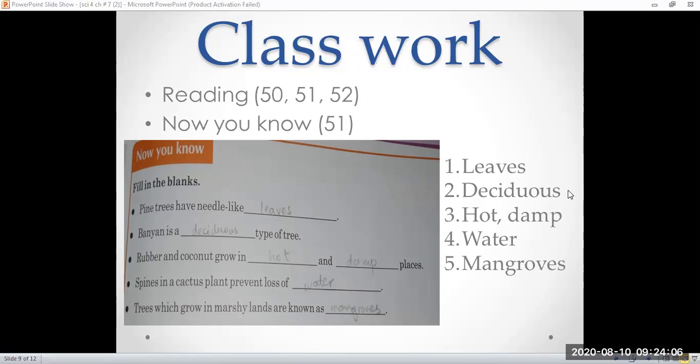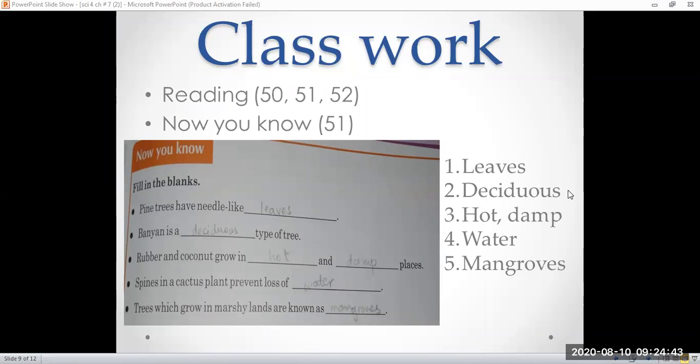Yes. Now also read by Hamna on page number 51. In a desert, there is very little water. A place in the desert which has a natural supply of water is called an oasis. An oasis has enough water to grow a variety of plants. Okay, thank you, Hamna.